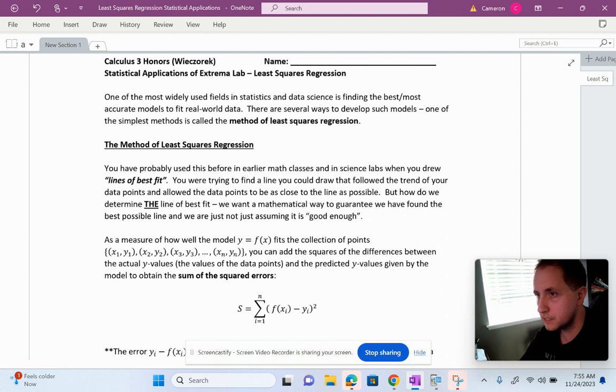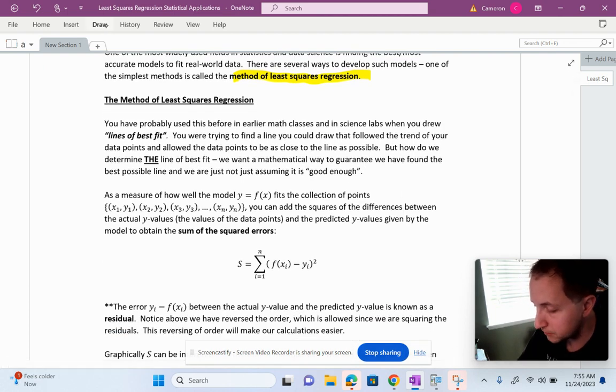This process takes quite a bit of time, so we're going to simplify it here. But there are several ways to develop such models. And one of the simplest methods that people usually try first is what's called the method of least squares regression. Typically the model you would try to fit first for a set of data would be a line. And this is what you would have done, as I said, in a previous math class or in a science class. You drew what was called a line of best fit.